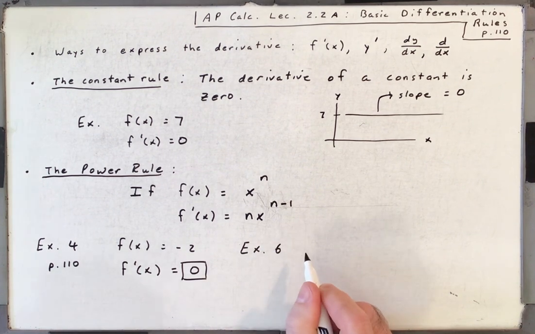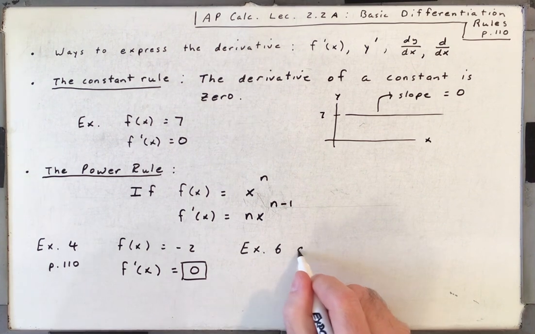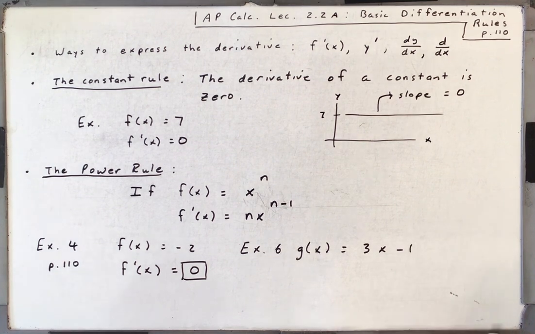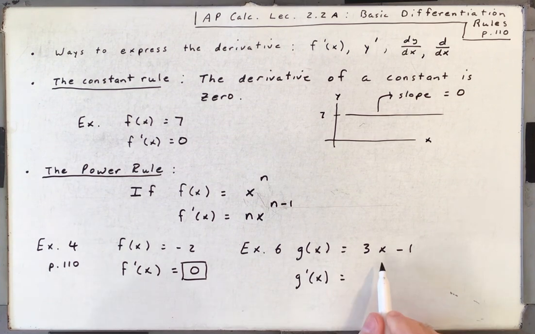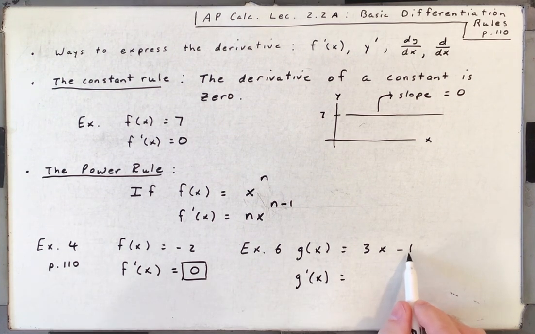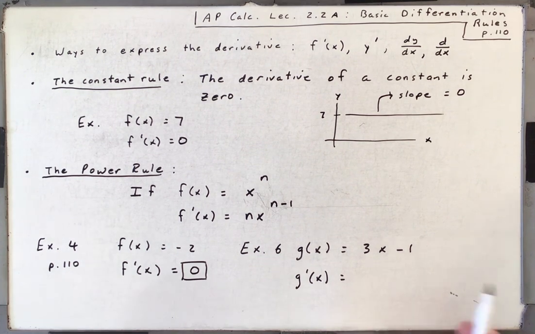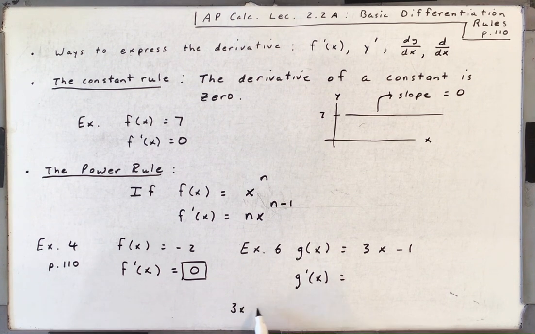Let's do example 6. We've got g of x is equal to 3x minus 1. So g prime of x, all right, we're going to use the power rule. You can take the derivative of each one individually. The derivative of negative 1 is 0. So what's the derivative of 3x? Well, 3x is equal to the same thing as 3x to the first power. Okay, that's the same thing.